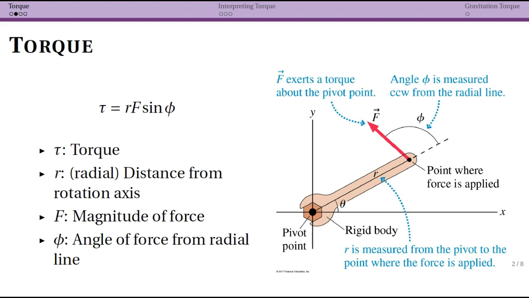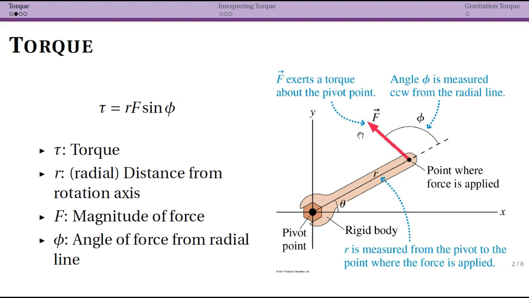To calculate torque, you need three things. You need the radial distance from your pivot point to where the force is applied. You need the magnitude of the force that's being applied, and then you need an angle. And it's really tricky to get this angle right. This is really important. It's not this angle, the angle that your object makes with respect to some axis line. That isn't the angle at all. The angle that goes in here is the angle your force makes with the positive radial line.